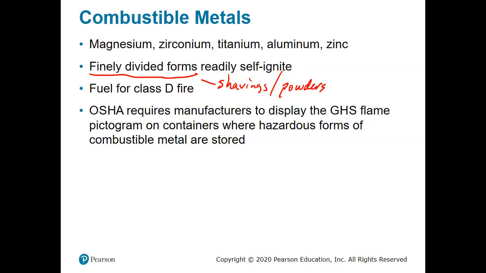And OSHA is going to require any manufacturer to put that flame pictogram on the containers of the metal, especially if the metals are in that finely divided form. Again, you're not going to see a GHS placard on a roll of aluminum or on a roll of titanium. But if it's in the powder form, if it's in shavings or turnings, yes, you're going to see some kind of flammability placard on it to let you know that there is a hazard associated here.